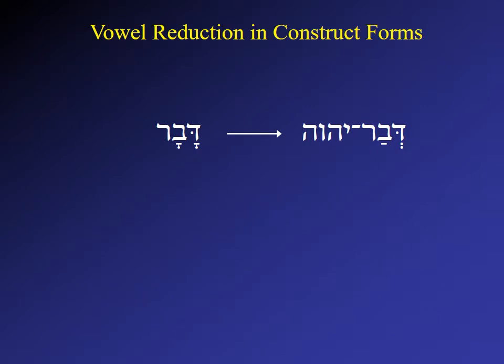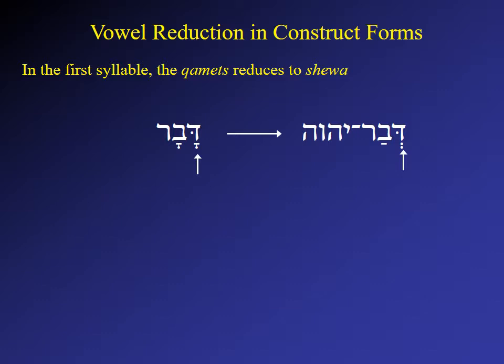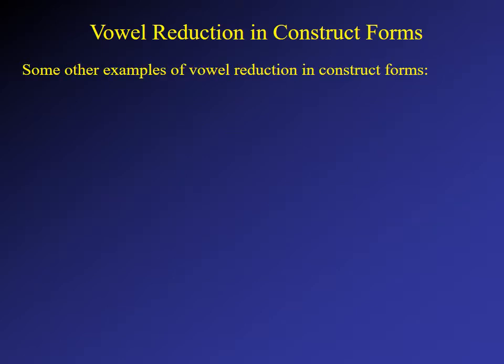So, Devar Adonai, here you see in the first syllable, the kamats of davar reduces as far as it can, which is all the way to vocal shva. So it becomes just a muttered vowel, de. The second syllable reduces as far as it can reduce as well, but it can't reduce to a shva because you can't have a shva in a closed syllable. So you get davar with a patach. So davar becomes devar with the vocal shva and the patach.